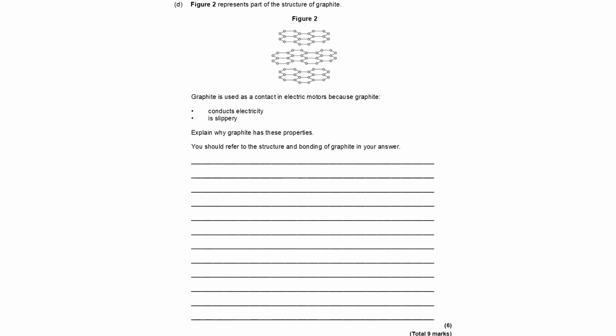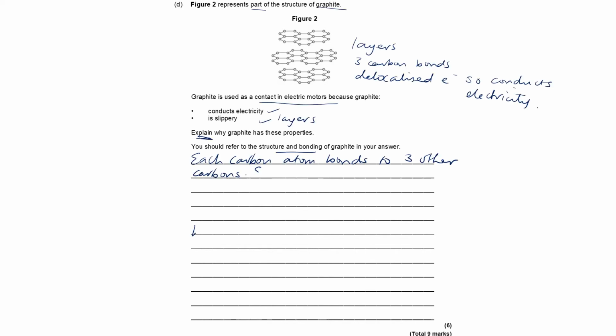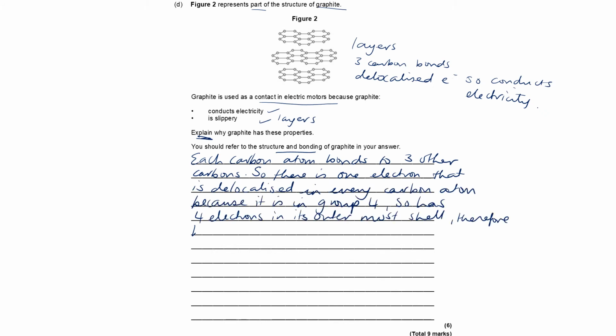Right, part D. Figure 2 represents part of the structure of graphite. And I can see the layers. I know that each carbon is bonded to 3 other carbons, and I can see that in the image. And that reminds me that there must be the 4th carbon that's delocalized, because remember, earlier on in the question, they were talking about diamond, and I remembered that diamond was in group 4. So it must have 4 electrons that it needs to bond with to have a full outer layer. So in this case, if it's 3, that means it's got 1 missing, and that's the one that's delocalized, so it can conduct electricity.